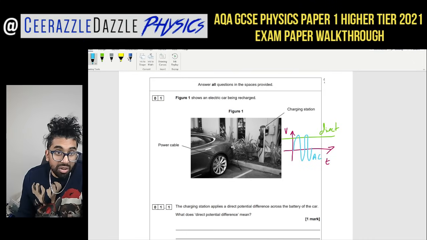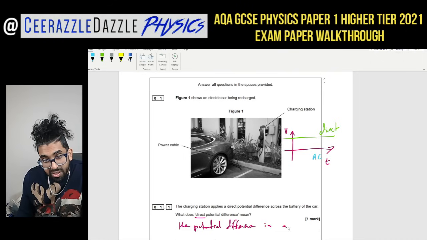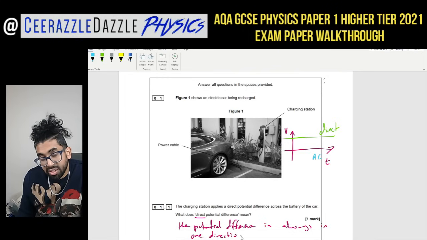So what they're really asking is that for direct potential difference, the potential difference is always in one direction. So that is going to be the answer they're looking for. The potential difference is always in one direction. That's going to be the start.